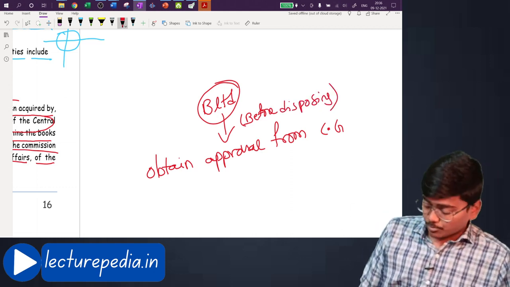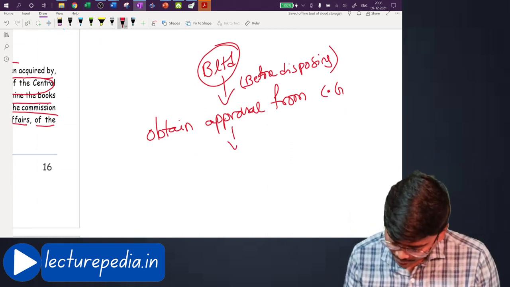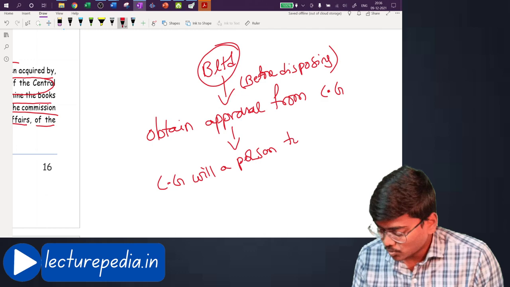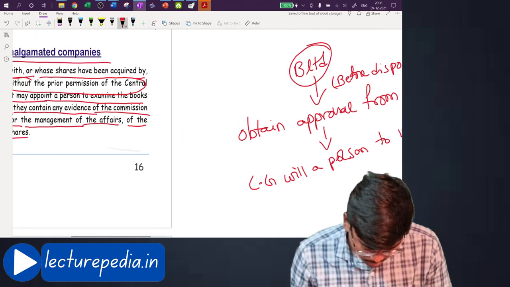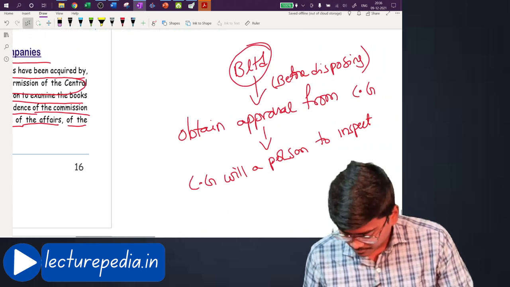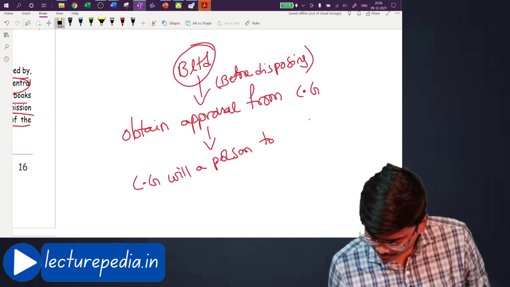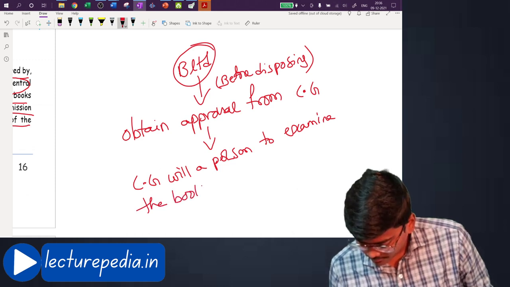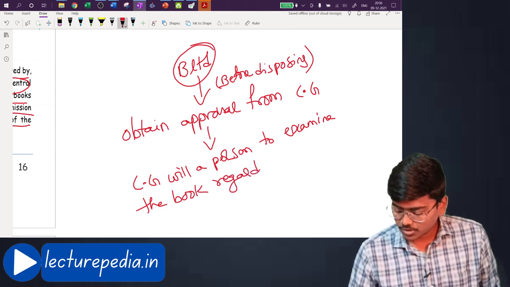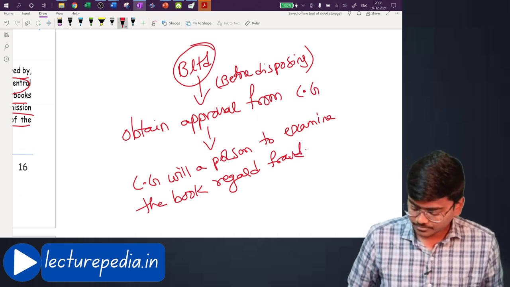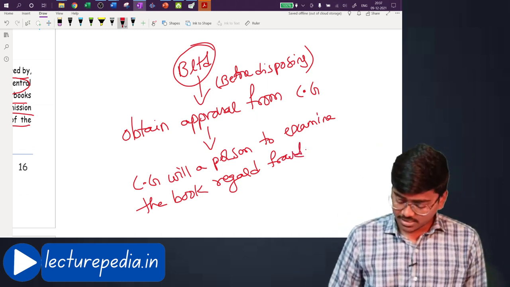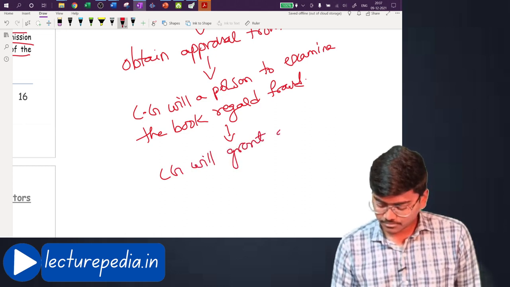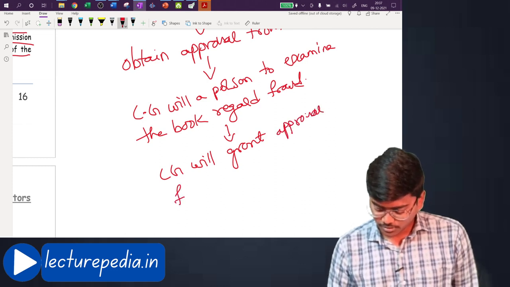Now, to grant this approval, what the central government will do is, the central government will appoint a person to inspect the books. Can we use inspect? Let's see what the section has used. Appoint a person to examine. Okay, let us use the same term. To examine the books regarding whether any fraud has taken place or not. Okay, regarding fraud. After this examination has been completed, then the CG will grant the approval for disposing the books.